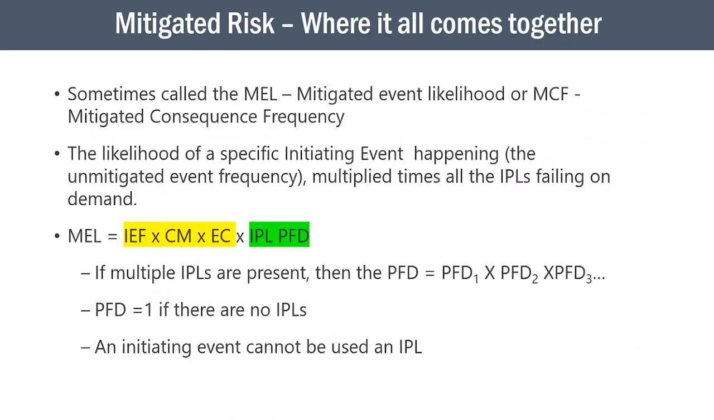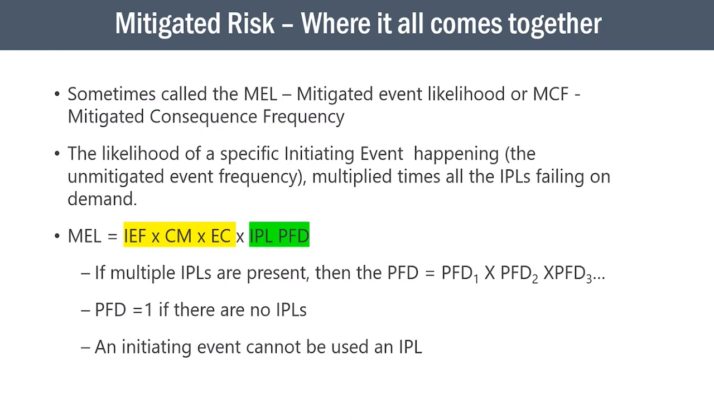So now we're going to get to the meat of the issue, which is the mitigated risk. This is where it all comes together. Sometimes it's called the mitigated event likelihood. This is where you take all your inputs, put it all together, and come out and see whether or not your mitigated event likelihood is going to meet your tolerable risk. So what you do is you take the initiating event, the probability of that, which is better known as the unmitigated event frequency, multiply it by all your IPLs, all your conditional modifiers, etc., and then you come out with an overall risk score.